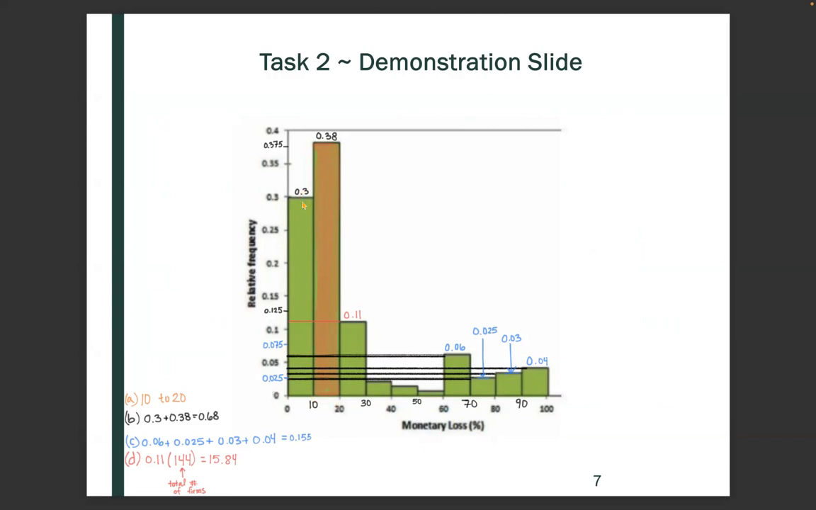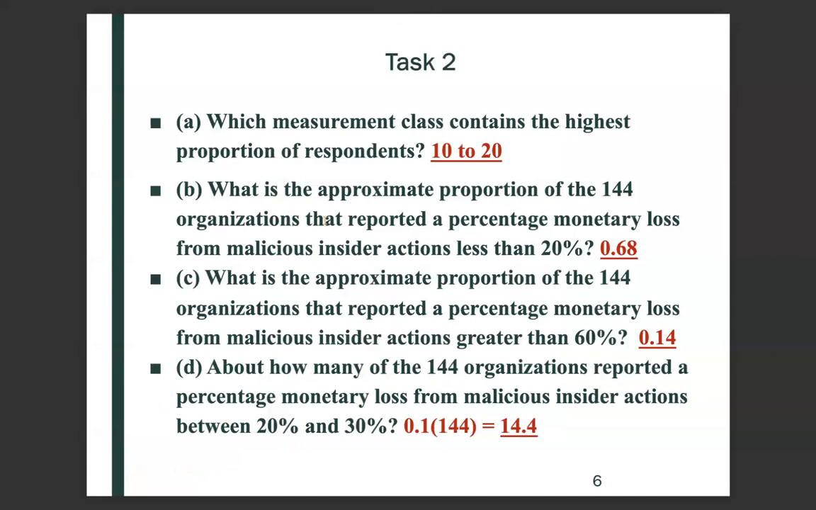So the first bin has a height of around 0.3, and the height of this second bin is around 0.38. So if we add 0.3 and 0.38, we get 0.68. And so that is the approximate proportion of the 144 organizations that reported a percentage monetary loss from malicious insider actions less than 20%. Okay, part C.